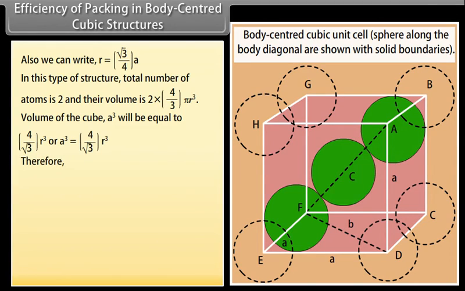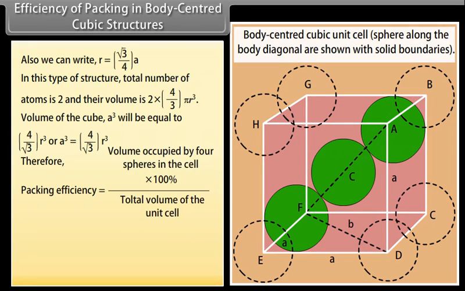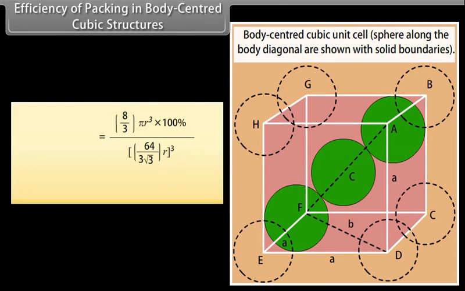Therefore, packing efficiency is equal to volume occupied by two spheres in the cell into 100 upon total volume of the unit cell, which is equal to 2 into 4 upon 3 pi r cube into 100 upon (4 upon square root 3 r) cube, which is equal to 8 upon 3 pi r cube into 100 upon 64 upon 3 into square root 3 r cube, which is equal to 68%.